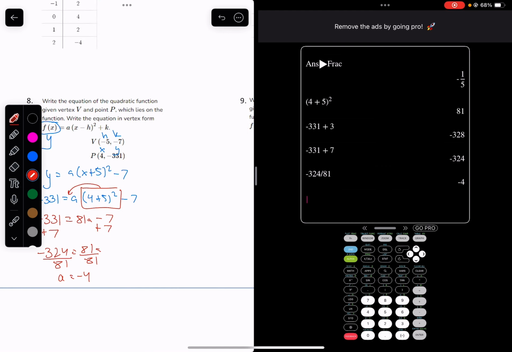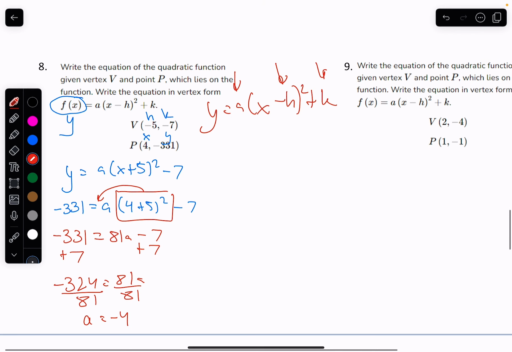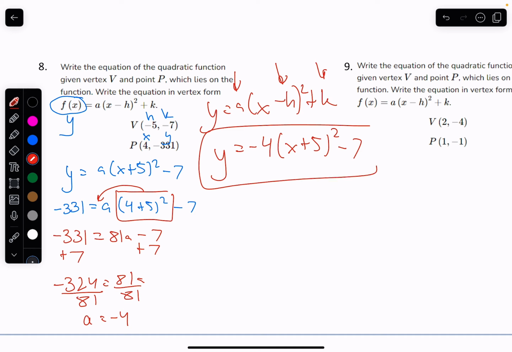So my final answer, I got to plug in to this. And remember, you plug in here, here, and here. Sorry, my handwriting got really bad there. Holy smokes. So we're going to plug in an a value of negative 4. And then my vertex, I'm going to have to do a positive 5 here because it's a negative 5, and then a minus 7. And that would be my answer.